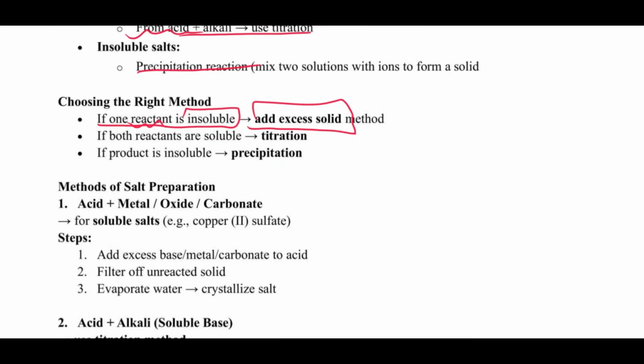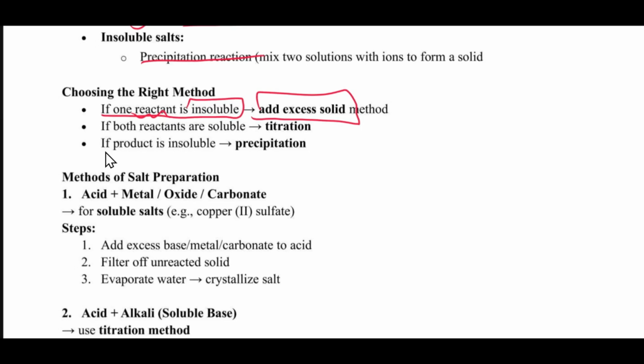This is for the soluble salts, right? It means your product will be soluble, but one of the reactants is insoluble. So for example, for soluble salts like copper sulfate, if you are doing this reaction, add excess base or metal carbonate to an acid. So the acid is a solution. And then when you add the copper sulfate, it will not be soluble in the acid. So you can add more of it. The amount that reacts with the acid gives you your product, which is a salt, but it is soluble in the acid.